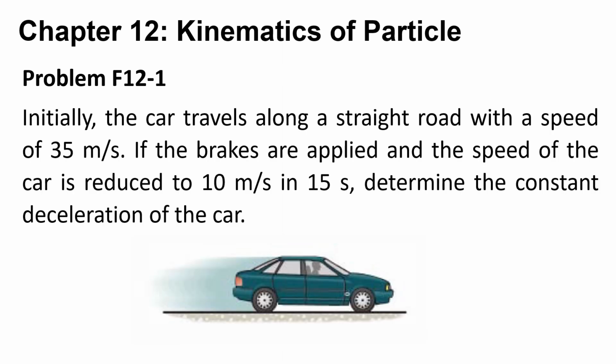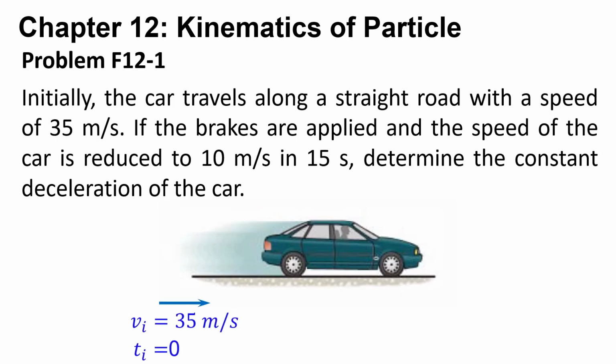Starting with Chapter 12, Kinematics of Particles. Problem F12-1. Initially, the car travels along a straight road with a speed of 35 meters per second. If the brakes are applied and the speed of the car is reduced to 10 meters per second in 15 seconds, determine the constant deceleration of the car.